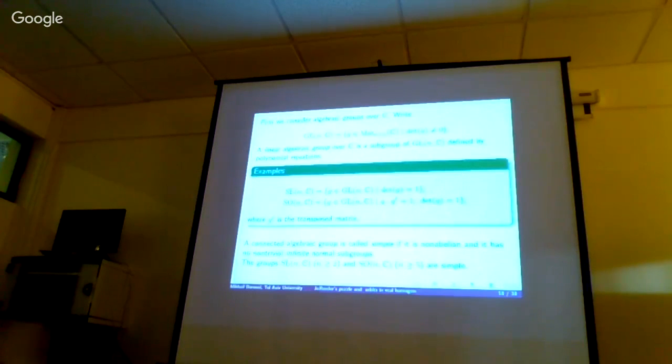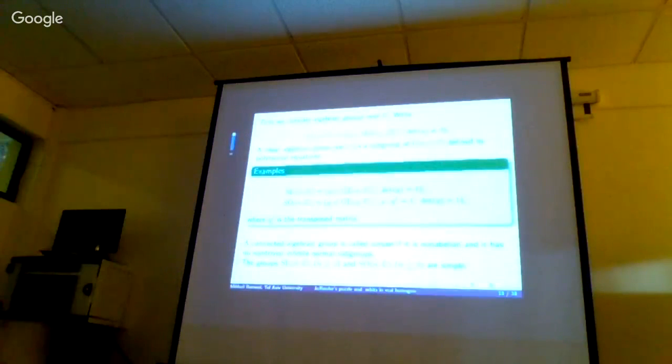Now there is the term of connected and simply connected. You can see it in a topological sense. It's some topological space. Or you can just not look at it. Okay. A connected algebraic group is called simple if it's non-abelian and has no non-trivial normal infinite subgroups. So the groups SL_n for n greater than or equal to 2 and SO_n are simple. Okay, I will show you.